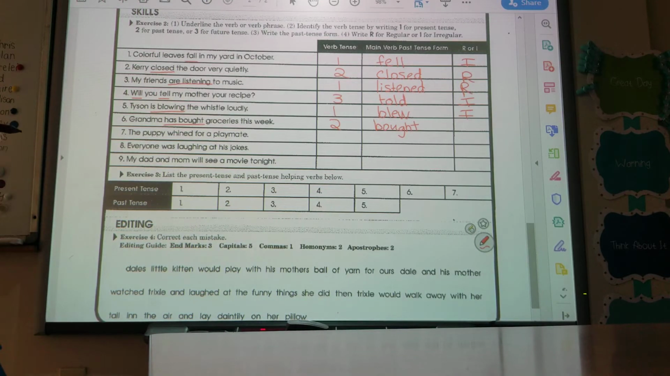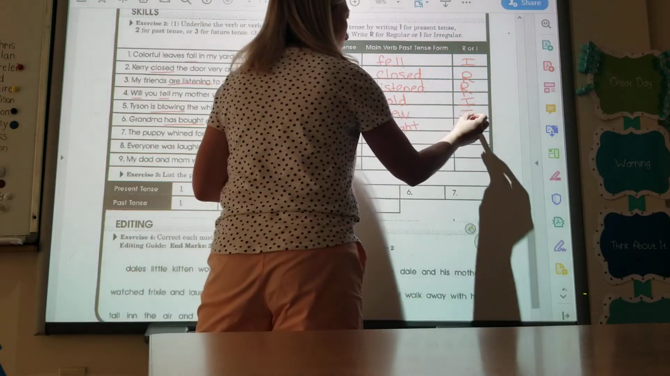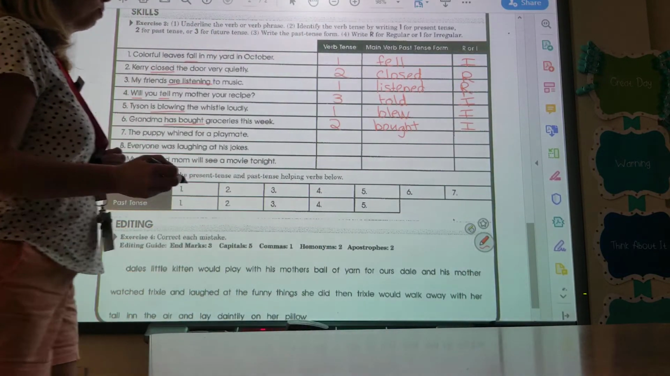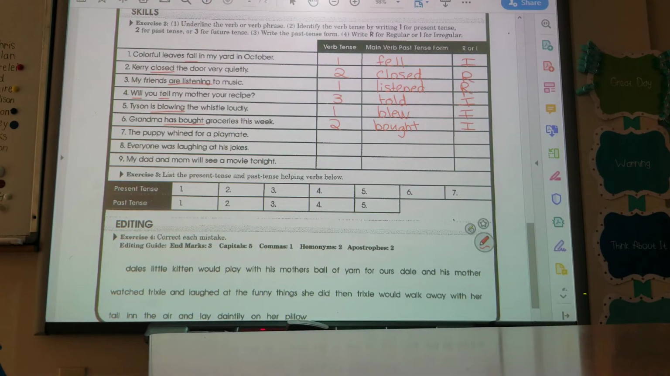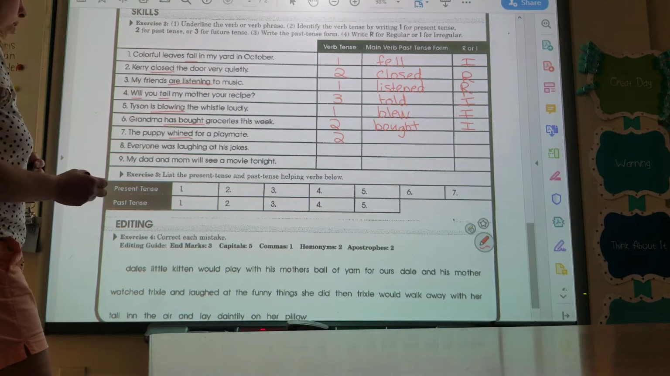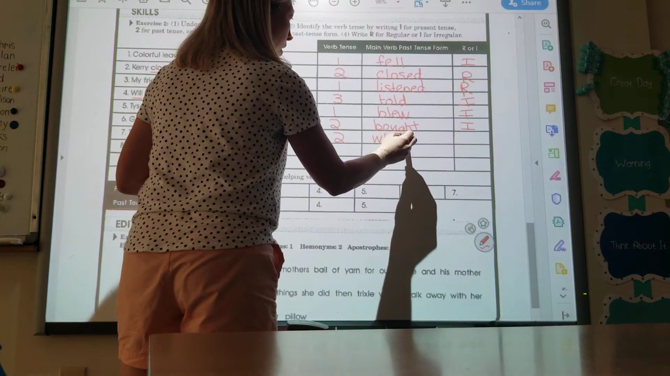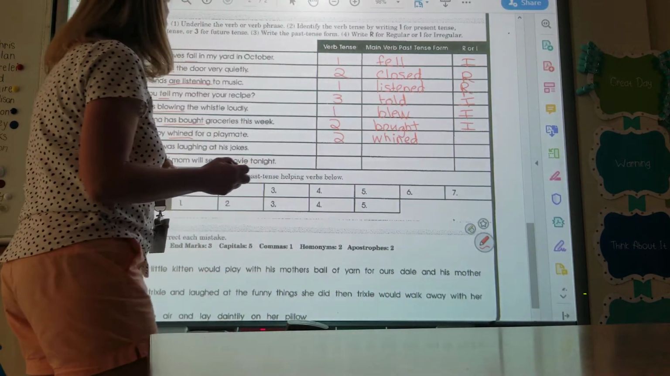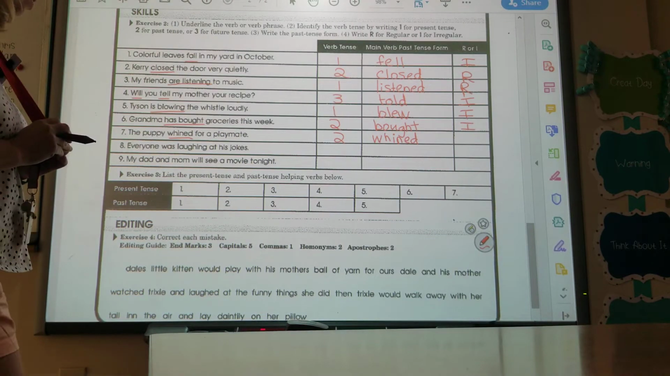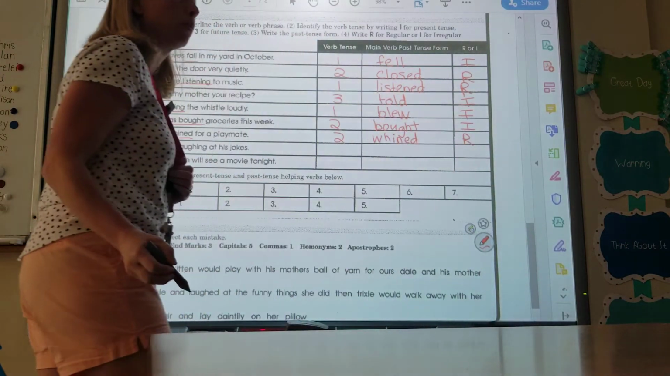All right, so if you want to say that she's doing it right now, you say Grandma buys groceries. Or she is buying, so that would be an irregular verb. The puppy whined for a playmate. Whined, that is in past tense. So whined, you don't have to change anything. And the present tense is the puppy whines. So you just had to add ed to it, so this is going to be a regular verb.